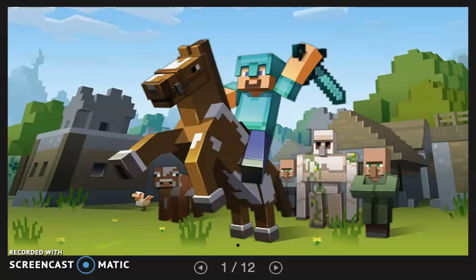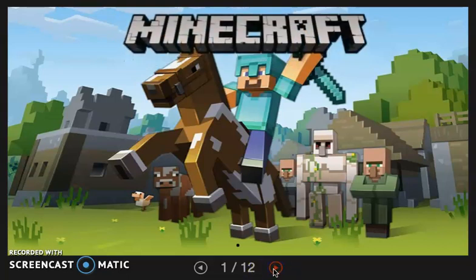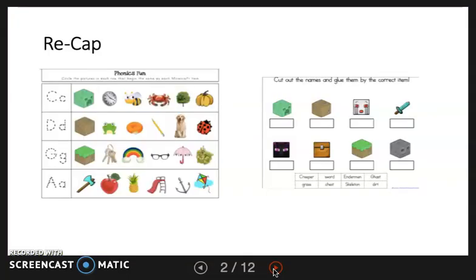This session, we're going to be exploring phonics by using Minecraft. So, before we begin, a quick recap on what we did last week. We began by looking at some of the phonic sounds. So, we had k, d, g, a. So, we covered a few of the basic phonic sounds, and we found the pictures that started with those sounds.